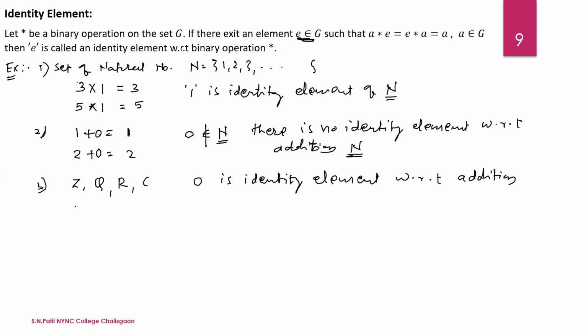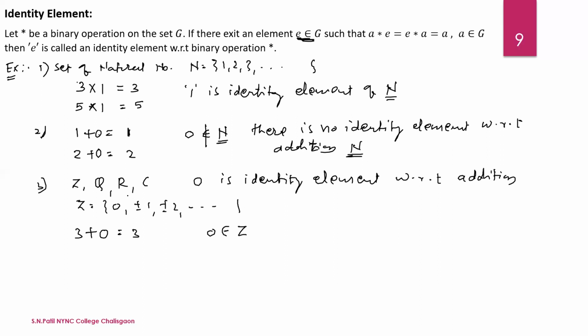For example, suppose in Z the numbers are 0, plus or minus 1, plus or minus 2, and so on. Take any element, suppose I take 3. We want the element such that we get 3 again, where star is the addition operation. So we find 0, and 0 belongs to the set of integers. That is, 0 is the additive identity of Z. Similarly for rationals, reals, and complex numbers.